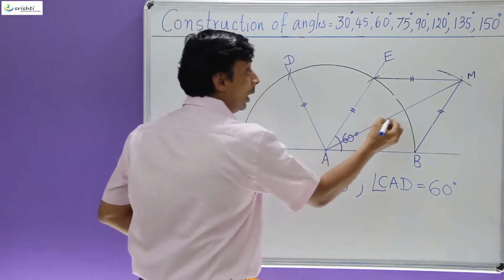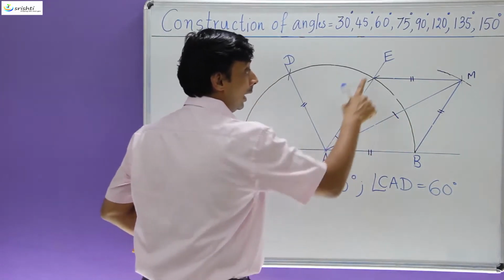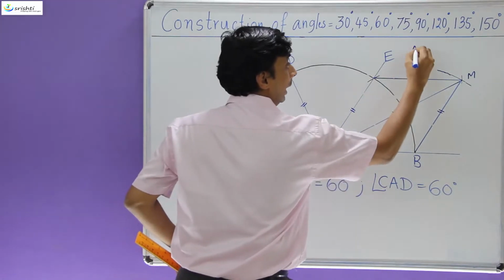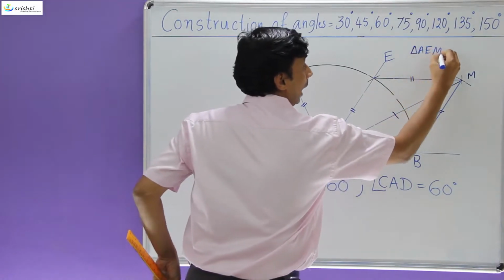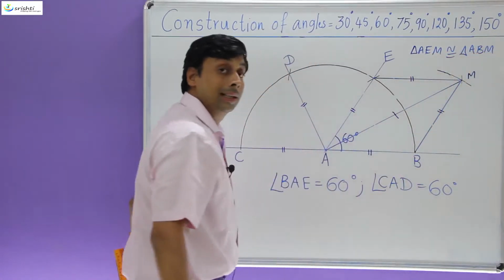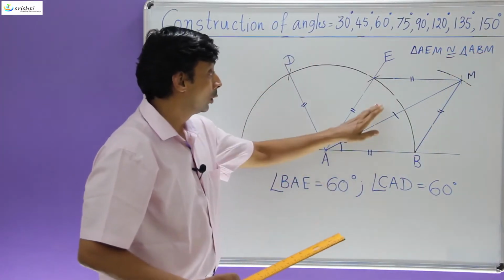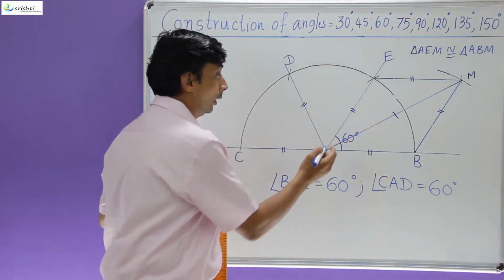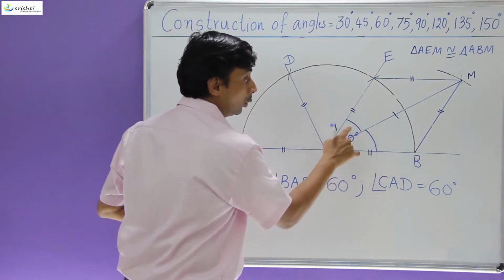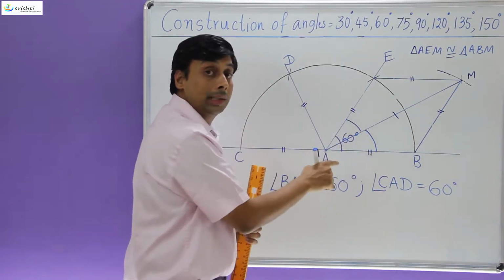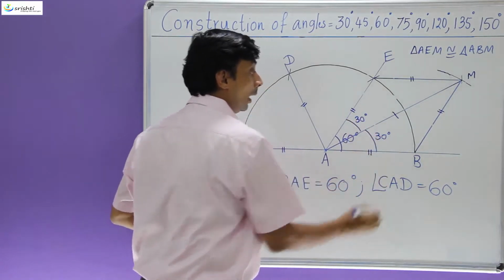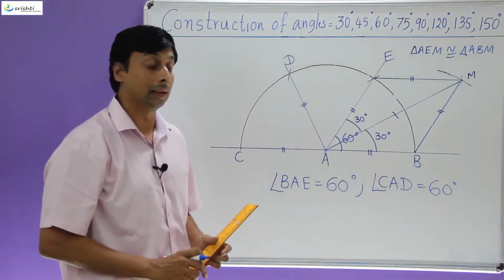How can you prove it? If you consider these 2 triangles, triangle AEM and triangle ABM. So triangle AEM and triangle ABM are congruent to each other if you take the SSS test for congruency. So since these 2 triangles are congruent to each other, the corresponding parts are equal, applying CPCTC. So these 2 angles are equal, and therefore the 60 degree gets bisected as 30 and 30. And that's why you get a 30 degree angle there.